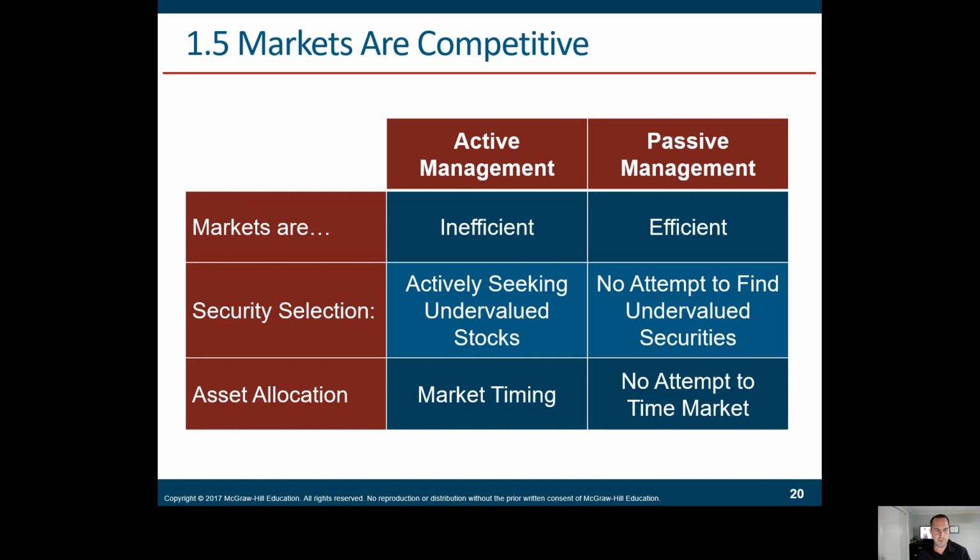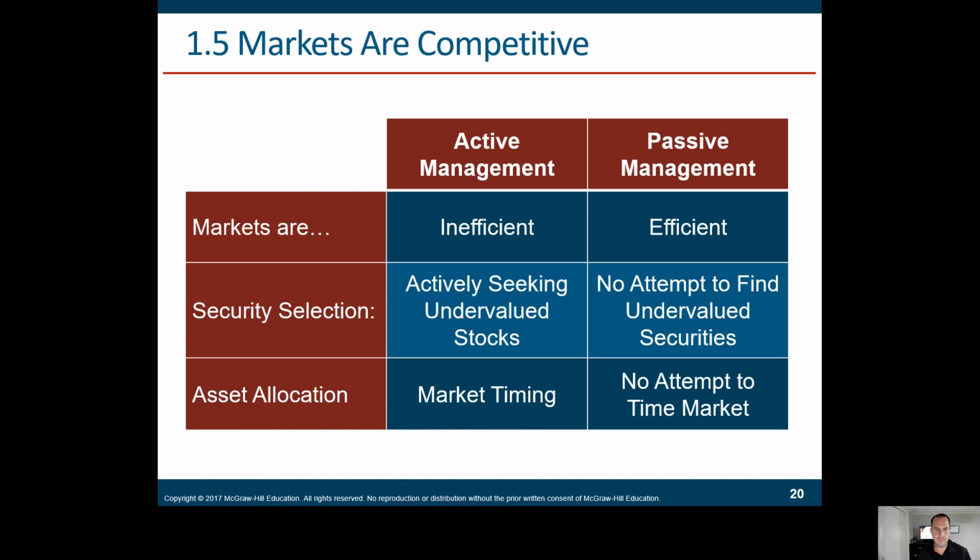Active management believes the markets are inefficient, that actively seeking undervalued stocks is appropriate, and that you can time the market. Passive management believes markets are efficient. It's not worth it from a cost perspective to find undervalued securities, and there's no attempt to time the market.